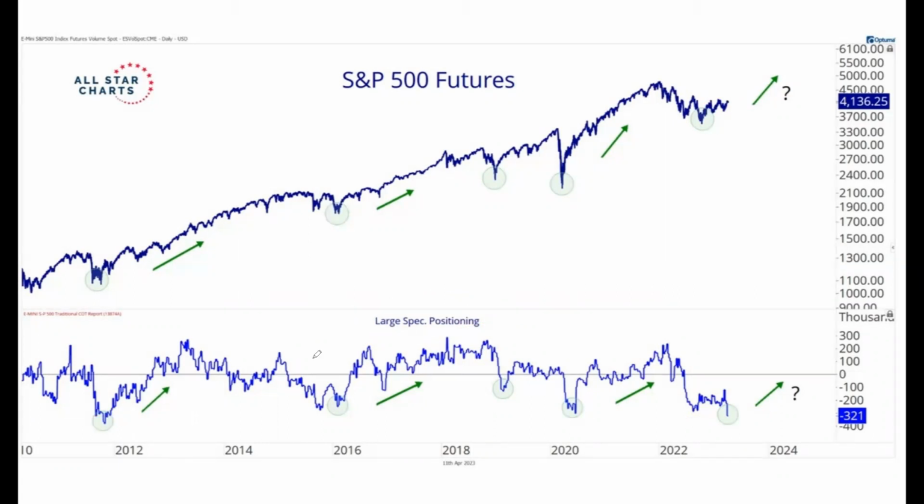But these extremely low large spec positioning readings oftentimes end up leading into rallies, because what happens is the market recovers, and then people who missed out on the rally end up buying these tops up here and pushing the market higher. We saw that over here in COVID 2020, and we saw a strong push up. We saw the same thing in 2019, 2018 right here.